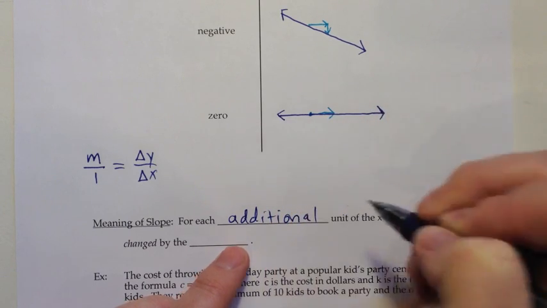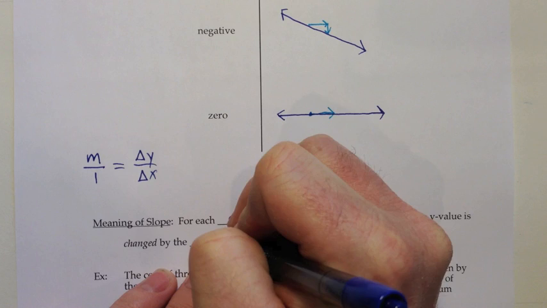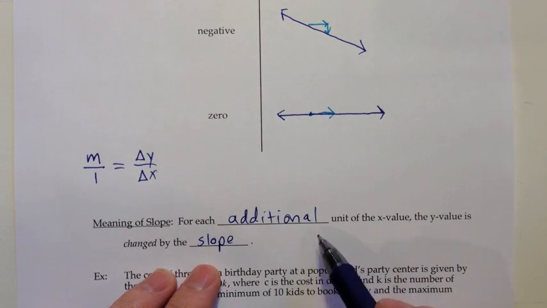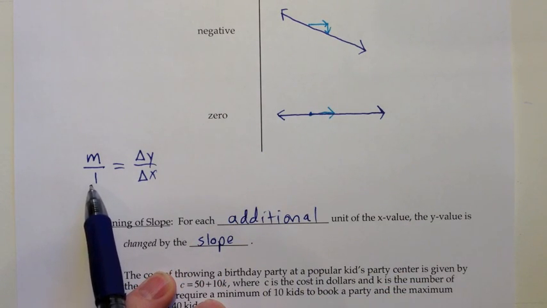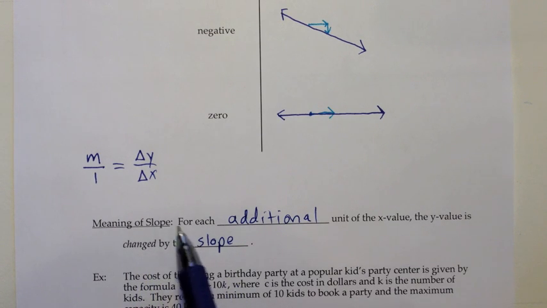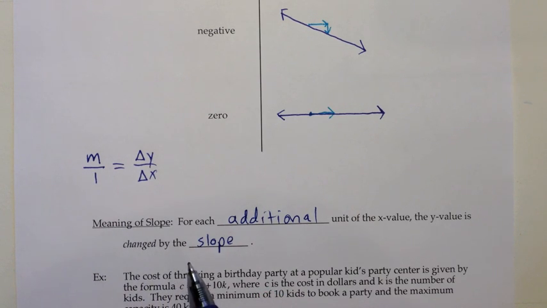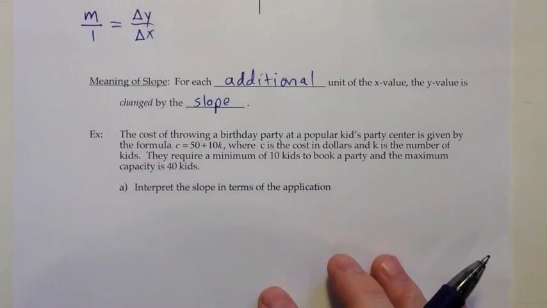So for each additional unit of the x value, the y value is changed by the slope. We say it's an additional unit because we know this is a plus 1 here. We say changed by the slope for the y value because sometimes our m will be negative and this will be a decrease. Sometimes our m will be positive and this will be an increase. So that will vary from application to application. So let's go ahead and take a look at one of those applications right now.